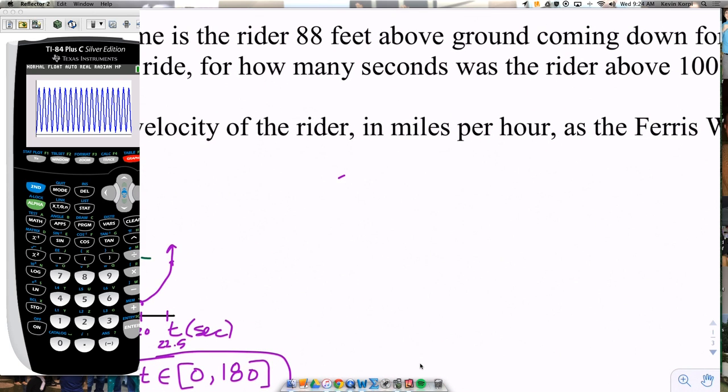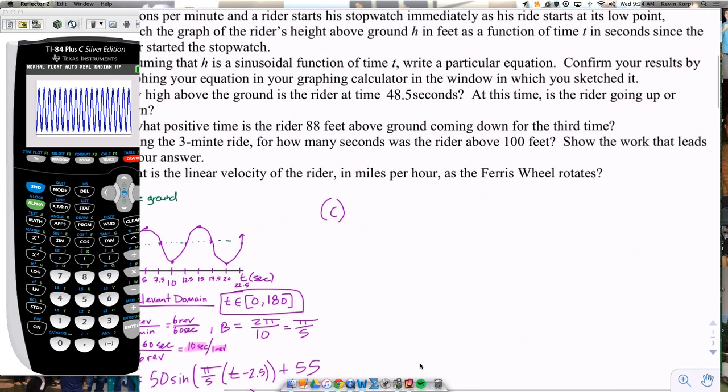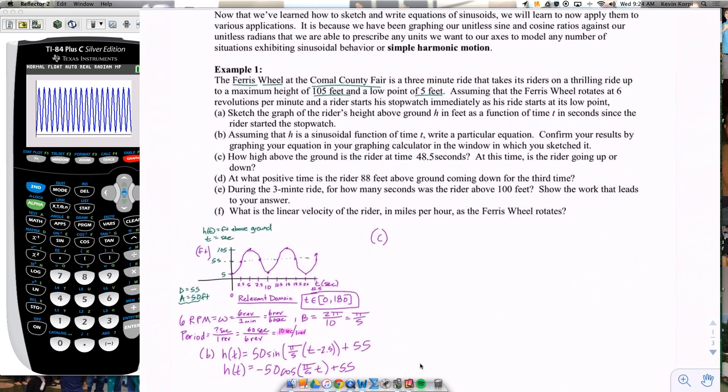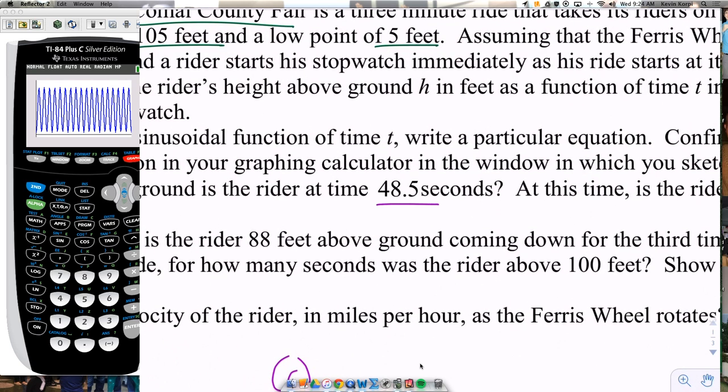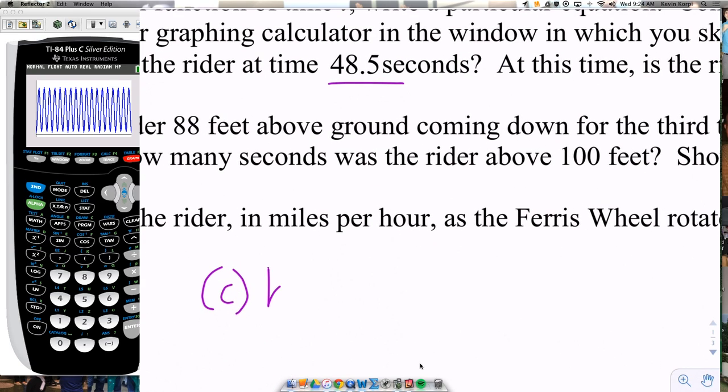So here's what you're going to do. You're going to have to show me, if this were like a free response or a quiz, what you're plugging into your calculator. There's a little bit extra burden of notation when you use your calculator. You can't just use it and write an answer down. So 48.5, is that an input, a t value, or an output, an h value? Input. So remember, in function notation, you would write h of 48.5. And that's all you have to write, h of 48.5.